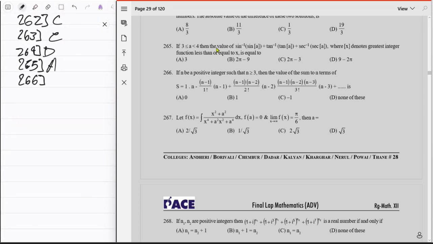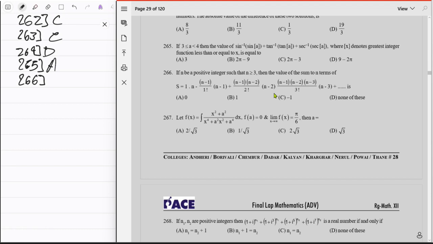266 is if n is a positive integer such that n is bigger than or equal to 3, then the value of the sum to n terms of this thing is, so 1 times n minus 1 upon 1 factorial times n minus 1. Okay, wait, why is this पे प्लस चाहिए कि क्या, ये क्या कर रहा है, ओके, I don't get it. Have I like seen this somewhere? Maybe.